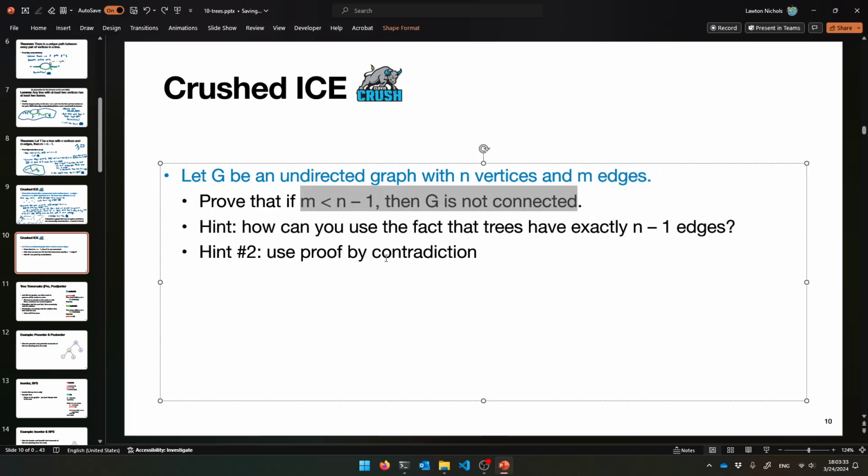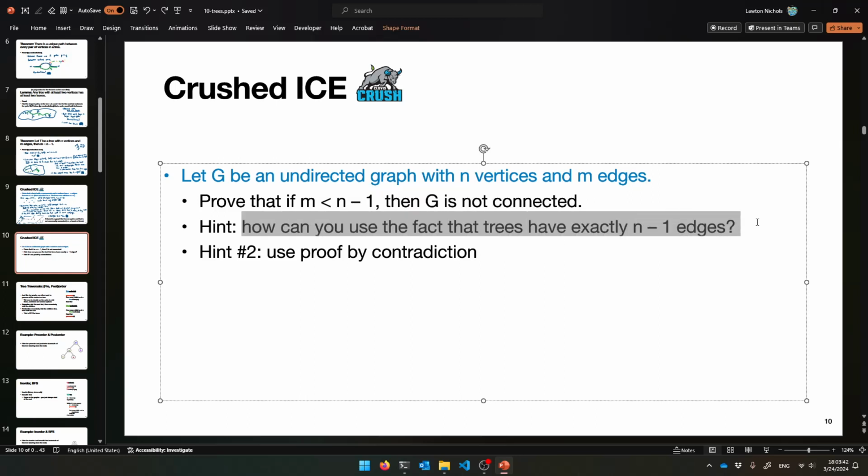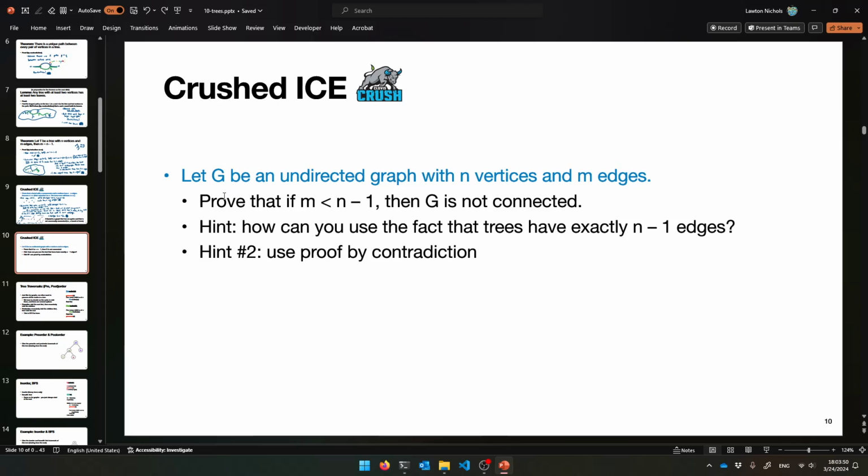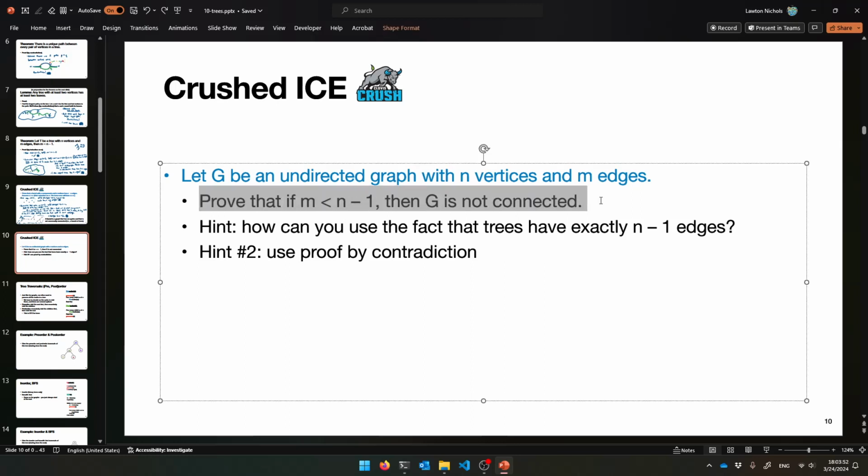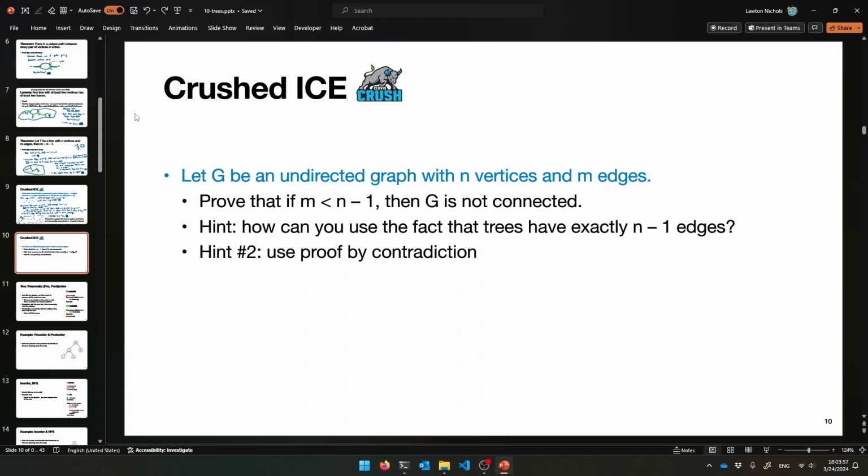So try proving that. If m is less than n minus 1, where m is the number of edges and n is the number of nodes, G must not be connected. Try to use the fact, there's my first hint, that trees have exactly n minus 1 edges. And my other hint is use proof by contradiction: assume it is connected and derive a contradiction. All right, so let's try some options.